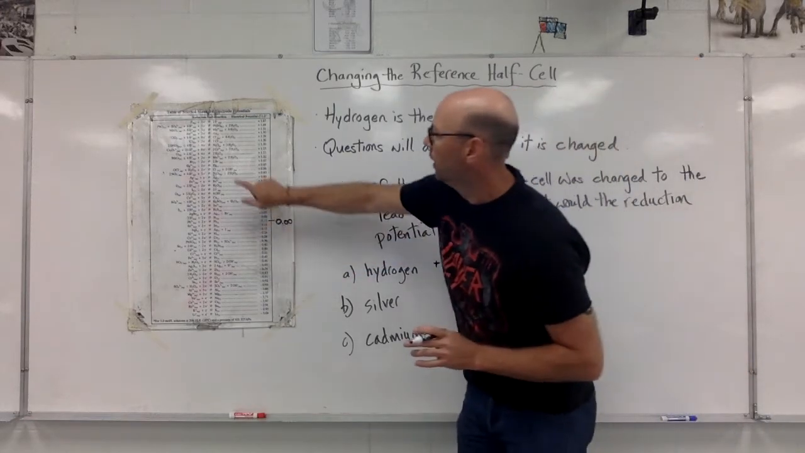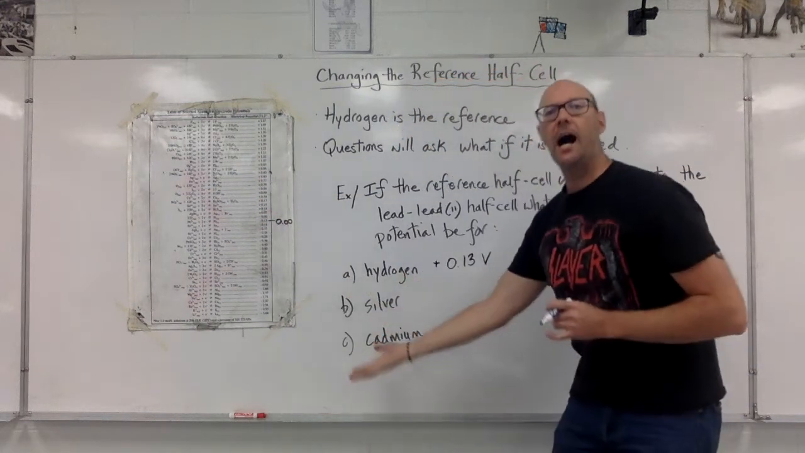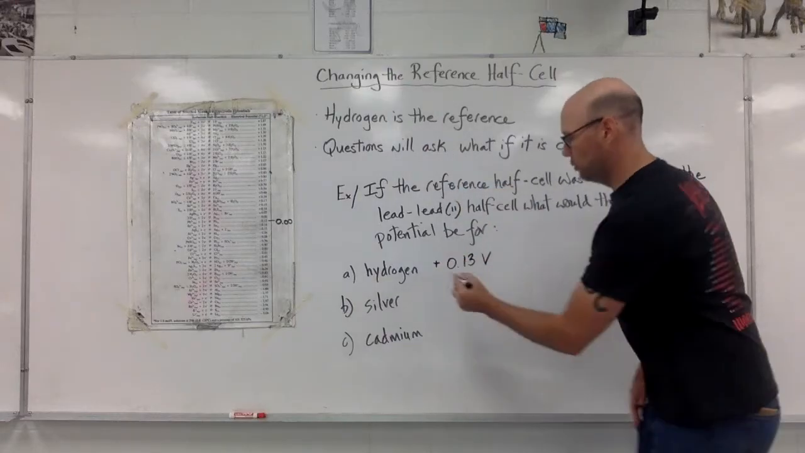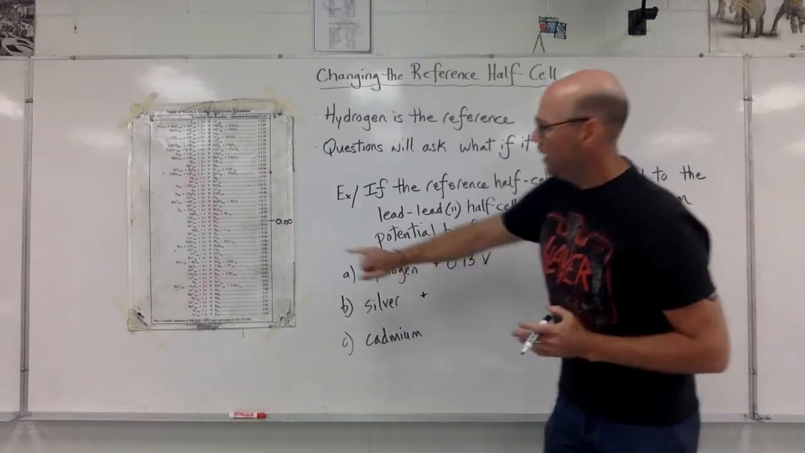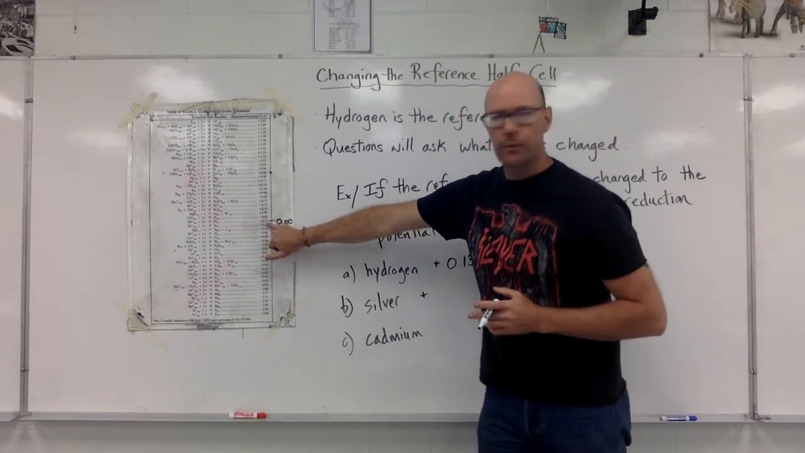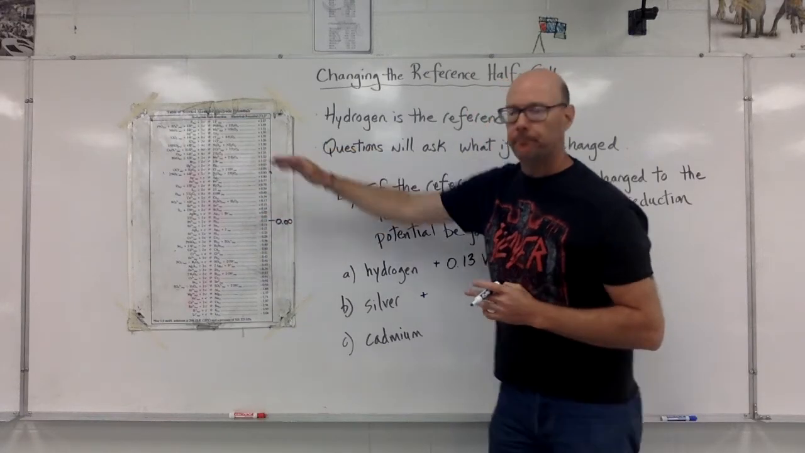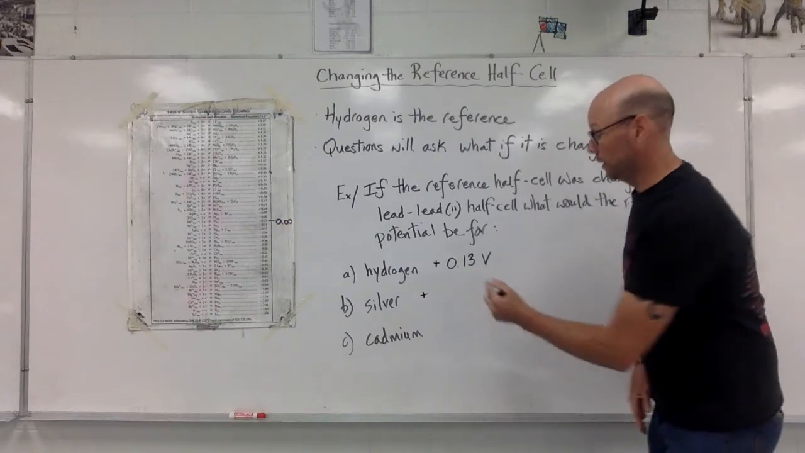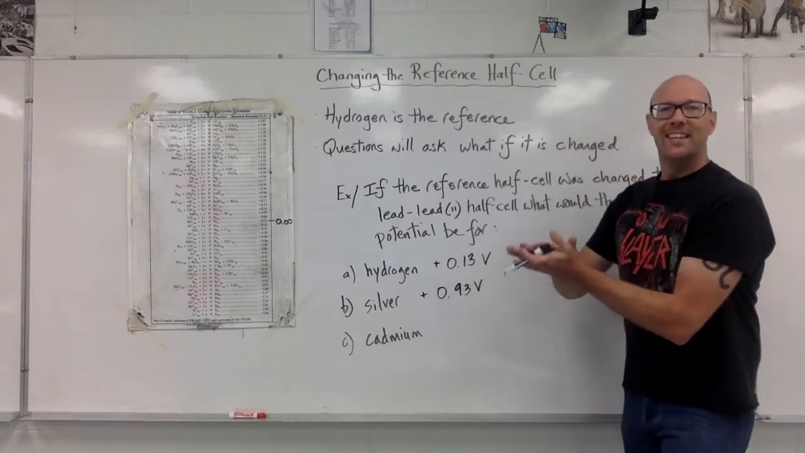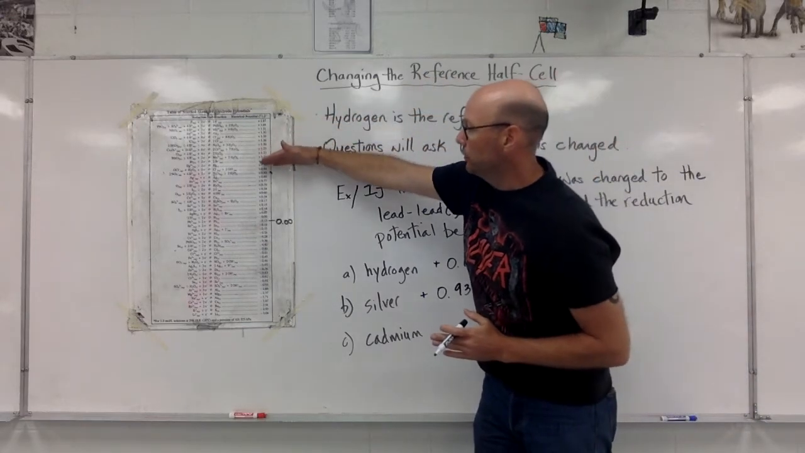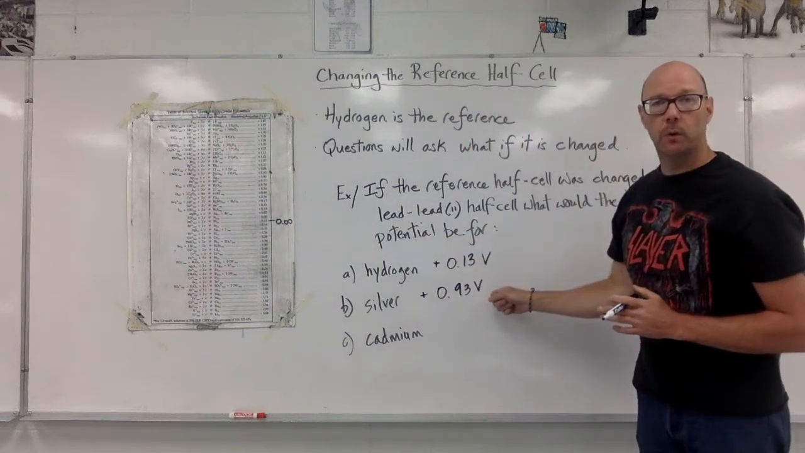Silver on the table here is at 0.80. It's higher than this new reference, so it's going to have a positive value as well. How far up is it? From 0.13 all the way up to 0.8. We have to go up, up, up, up, up, up. You need to look that up in the data booklet yourself. Find that at 0.93 volts. The distance apart from the silver line down to our new reference is 0.93 volts.